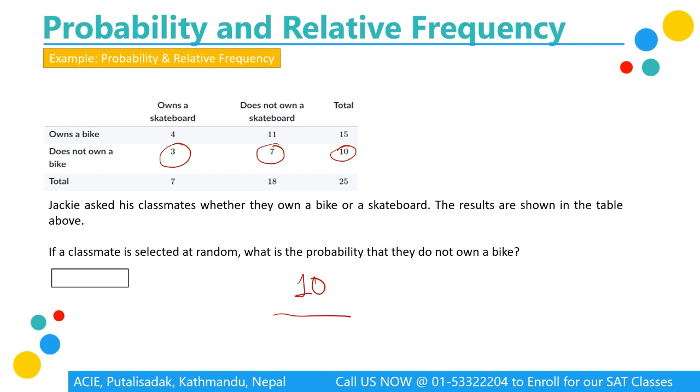Now we need to find the total population of the survey conducted. So that is going to be 15 plus 10, and the total is given over here, 25. So the probability is going to be 2 by 5. The probability of a person being selected who does not own a bike at all is going to be 2 by 5.